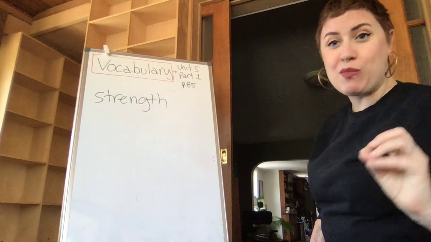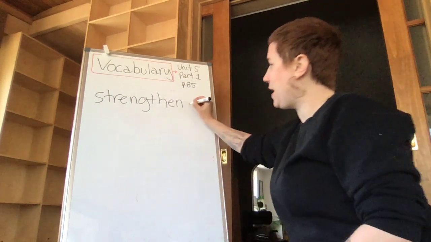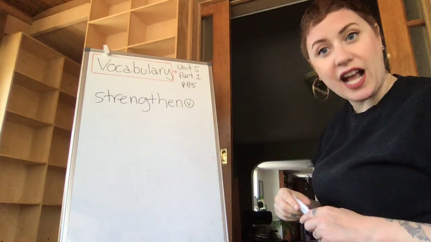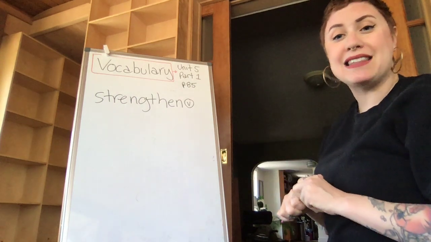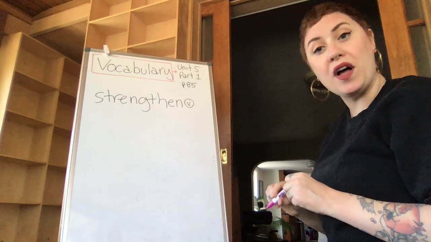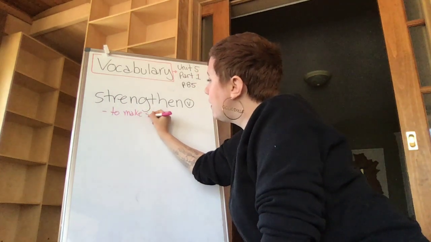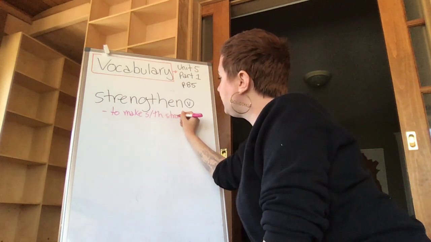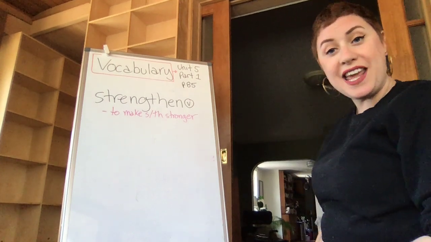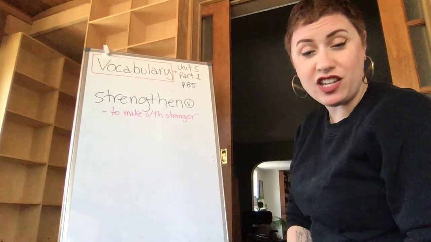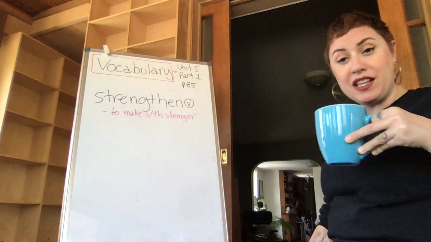However, this word gets a little more complicated because we add this en on the end, and this makes it a verb. Strengthen. So when something strengthens something else, it makes that thing stronger than it was before. So, to make something stronger. So, taking English at Fanshawe strengthens your language abilities. It makes your language abilities stronger.